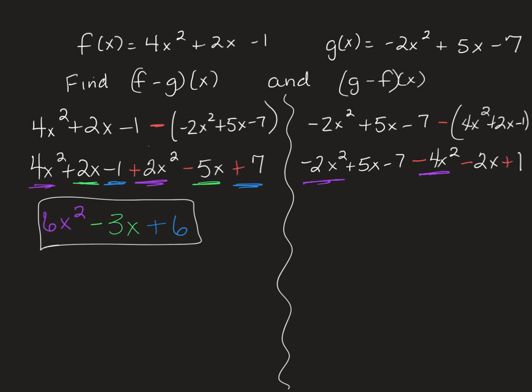Collect my like terms again. This is going to be a negative 6x squared, 5x, and that's a plus 3x. And that'll give me a negative 6. So they look similar, but the answers are not the same. You would be wrong if you stated it for the other one.